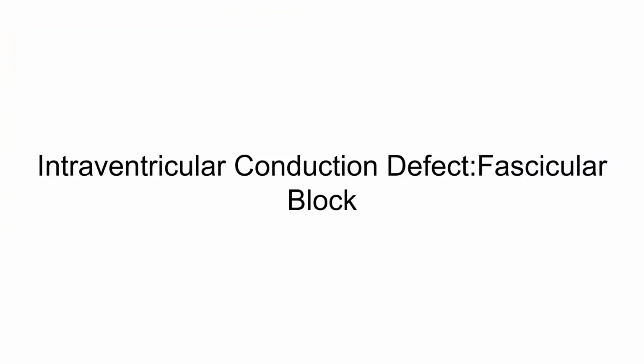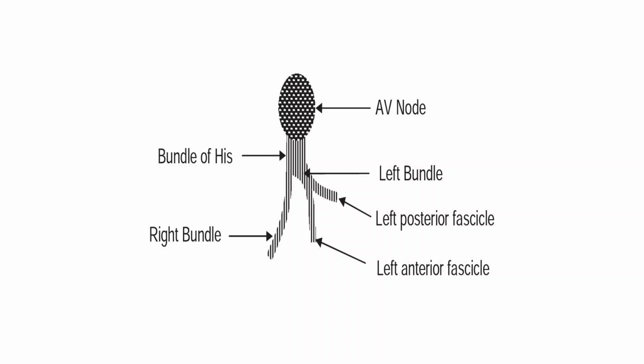Now coming to the fascicular blocks. Okay. Fascicular, what do you mean by fascicles? Actually, the left bundle is divided into two fascicles. One is the left posterior fascicle, another one is the anterior fascicle. So, isolated block of these fascicles can also produce some ECG changes that we will be discussing.